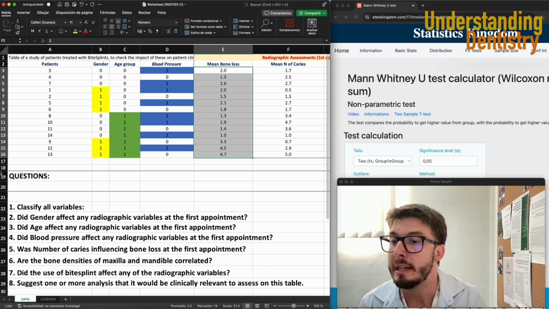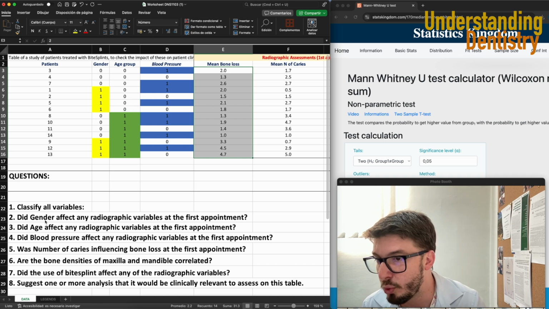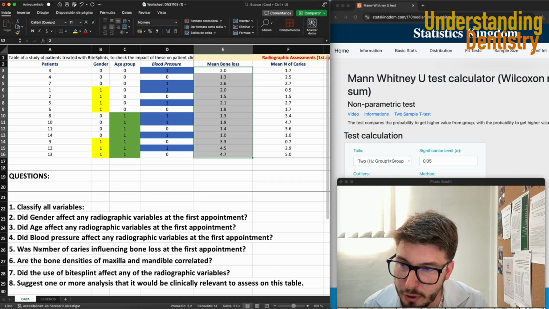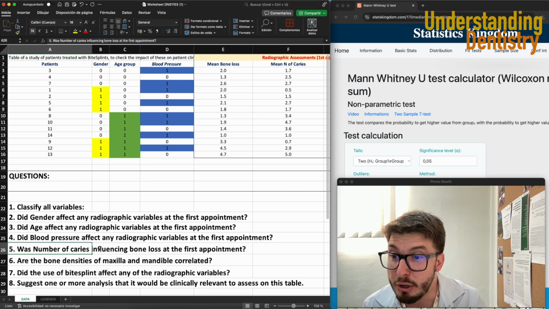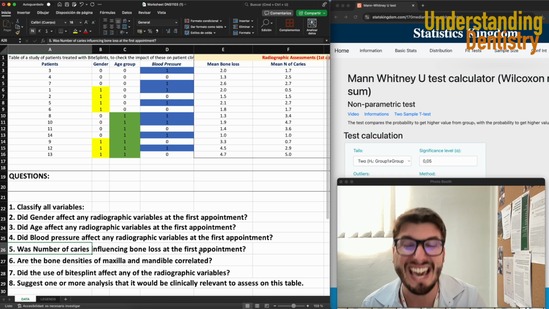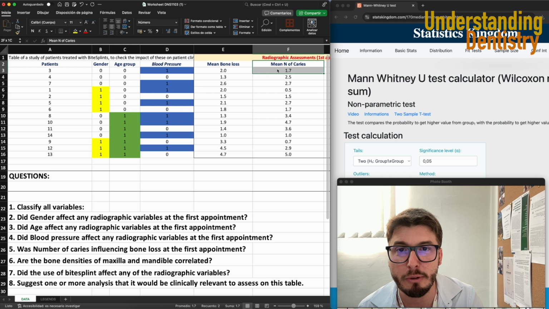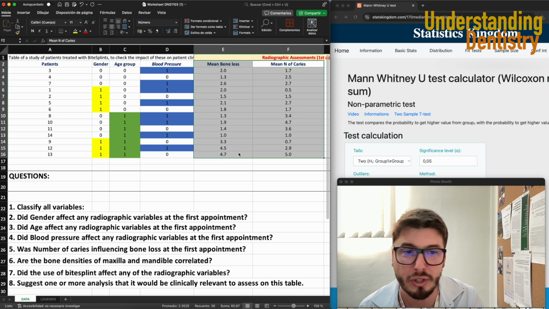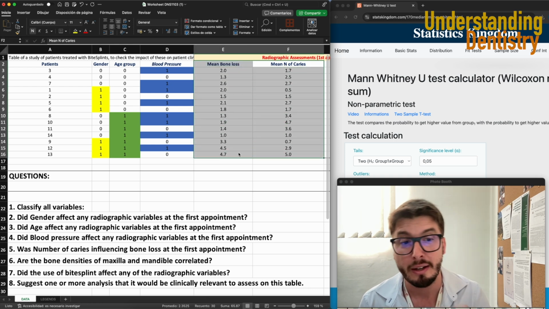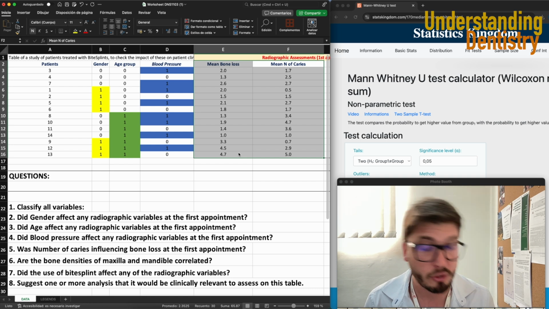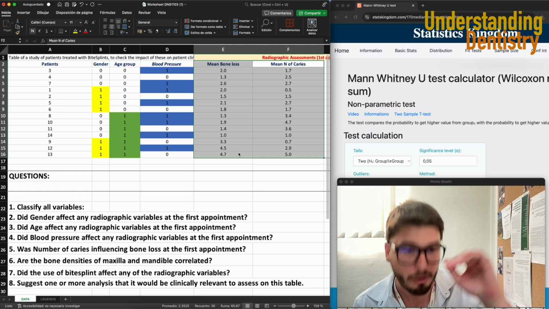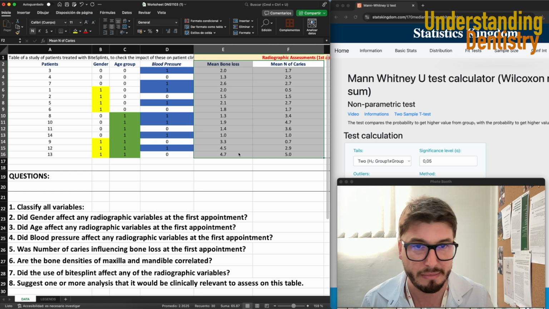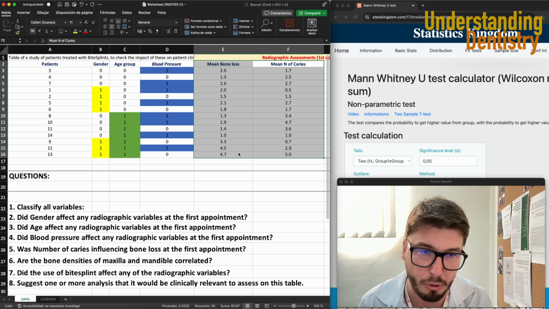All right. Now let's see. So this would answer questions 2, 3, and 4. And then question 5 here. Take a look at this. Was the number of caries influencing bone loss at the first appointment? So we are talking about number of caries and bone loss. Those are two quantitative variables. Now this is a correlation, not a comparison. We want to see if the more caries they have, the more bone loss they are having. That's basically the assumption, the hypothesis.